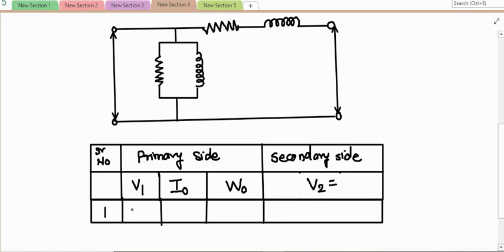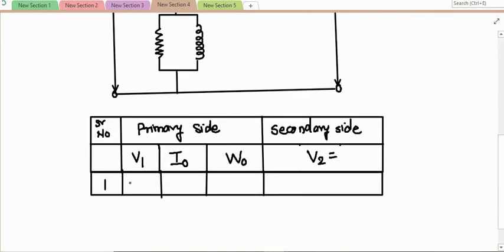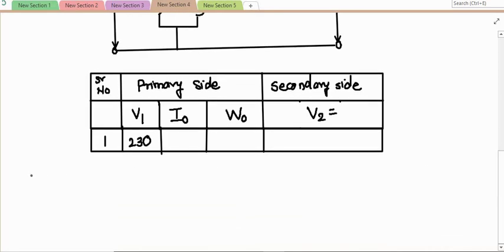So this is the only reading we have to take. What is the rated voltage of the transformer? It is 230 volt as I have shown here. So it will be 230 volt only. Then we have to note down the current taken by the primary winding of the transformer on the no load, and W0, the power taken from the supply to overcome the no load losses. Then let us see what calculations we can do from the open circuit test.